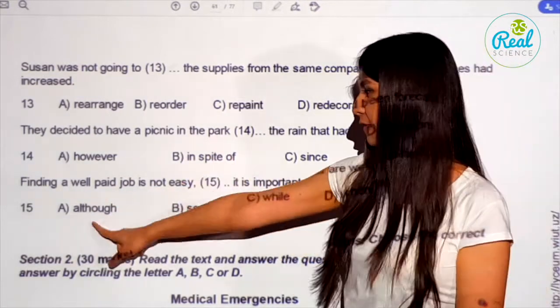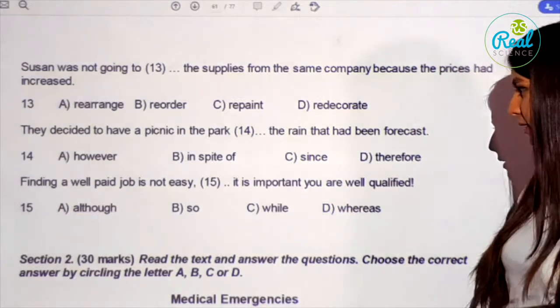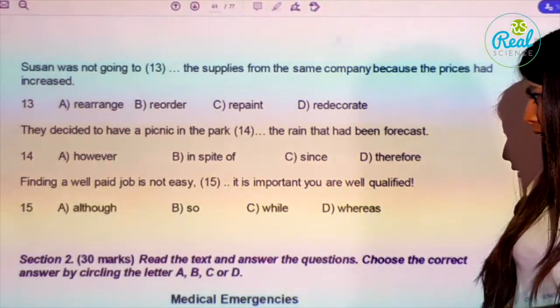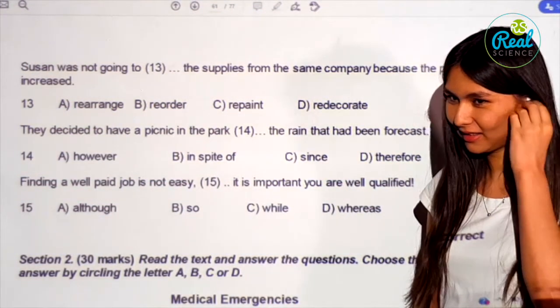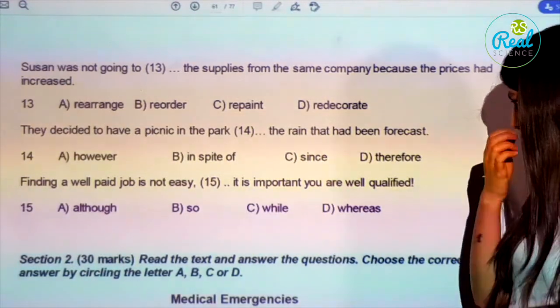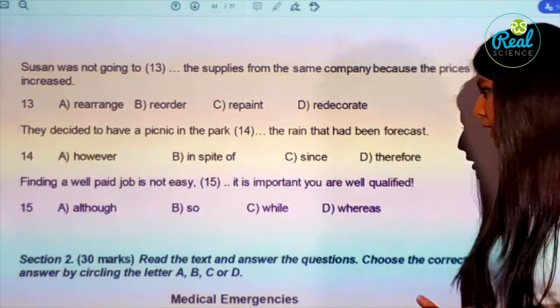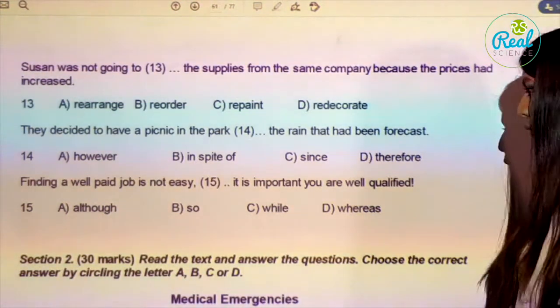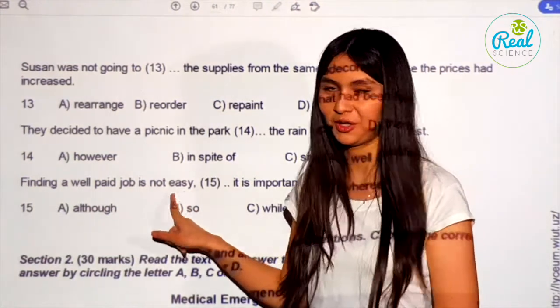Okay, nice. Number 15. Can I read? Finding a well-paying job is not easy. It's not easy. Okay, continue. So it's important you are well qualified. Finding a well-paid job is not easy, so it is important you are well qualified. Yes. So is the best option.